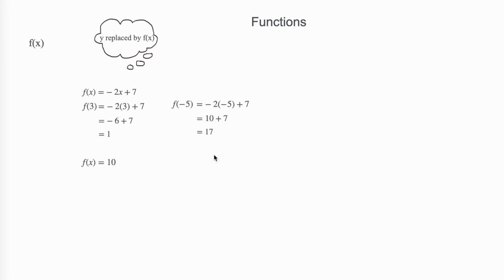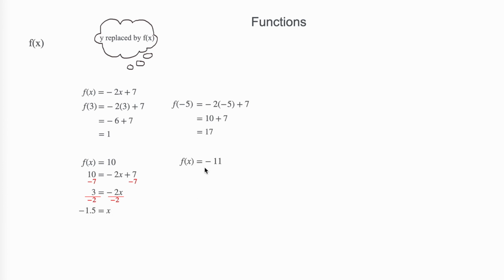We could also say f(x) is equal to 10. When y is equal to 10, what's the x value? I would replace the f(x) with 10, then solve for x. Subtract 7 from both sides, and that gives us 3 is equal to -2x. Divide both sides by -2, and that gives us -1.5 is equal to x.